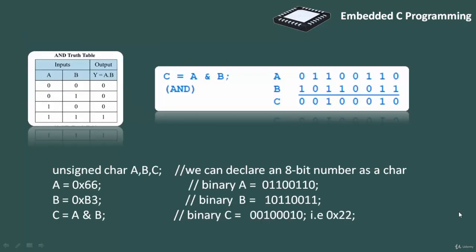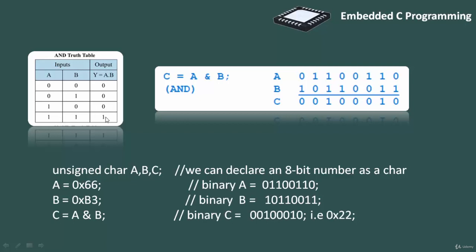Let's start with AND operator. Binary AND operator in embedded C is denoted by this ampersand sign. This is nothing but the truth table of AND operator. If we consider A and B are two inputs and Y is the output, if A is 0, B is 0, output is 0. If A is 0, B is 1, output is again 0. If A is 1, B is 0, then output is 0.